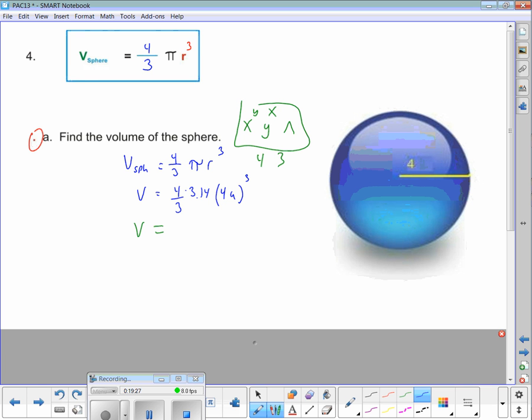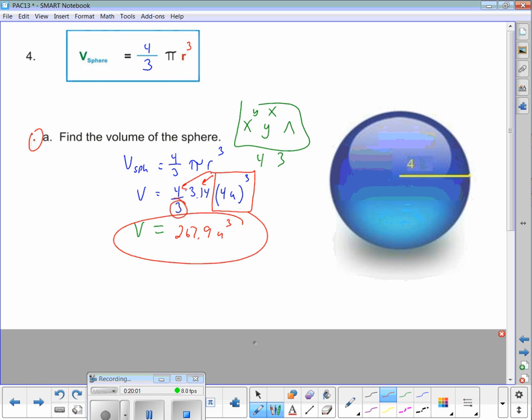Question? Yeah, but remember, order of operations. Do the 4 cubed first. Then usually what I do is multiply it times the 3.14, multiply it times the 4, and then divide by the 3. It's the easiest way to do it. Say your answer if you got it. 267.9 units cubed would be your answer.